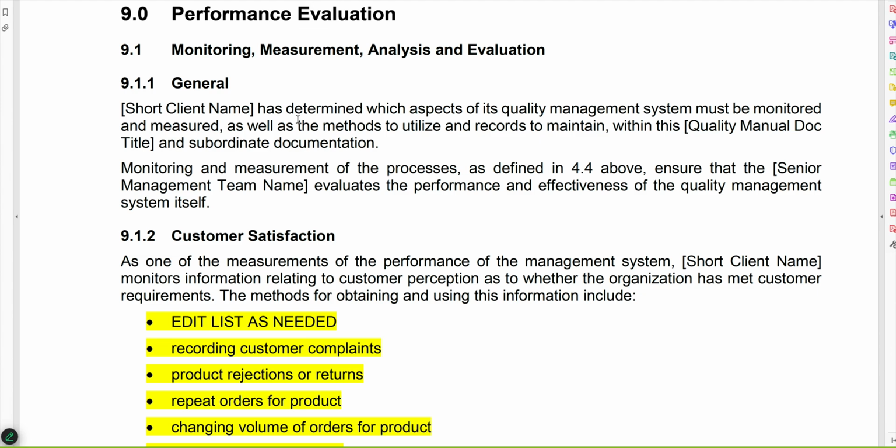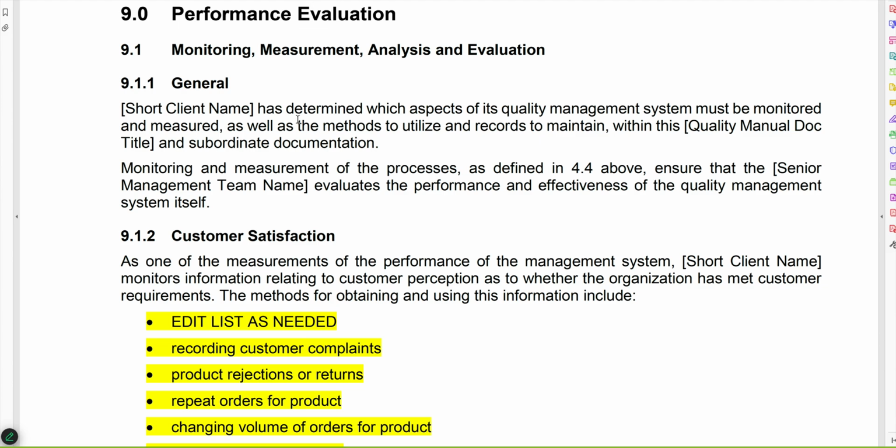Now here, those tasks must be determined, and we have to look into what aspects of its quality management system must be monitored and measured. And then we have to establish methods to evaluate those aspects, of course, the metrics or the measurements that we get.